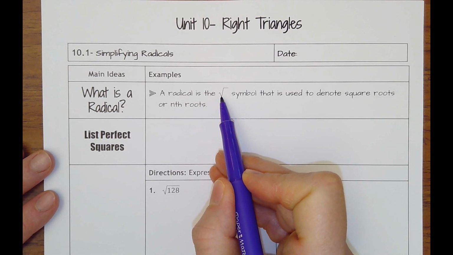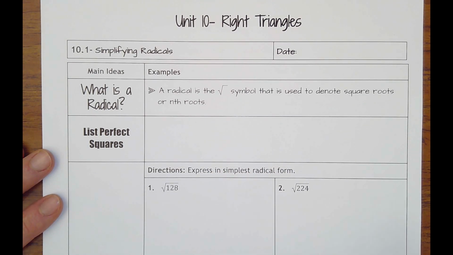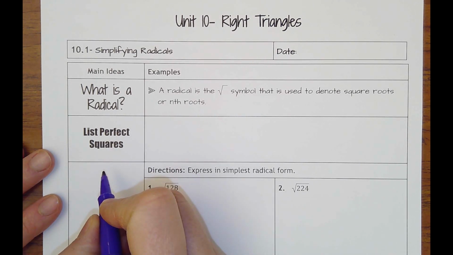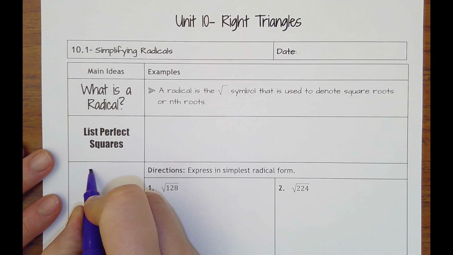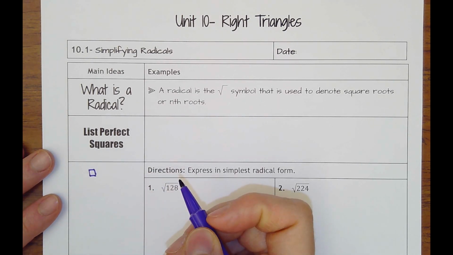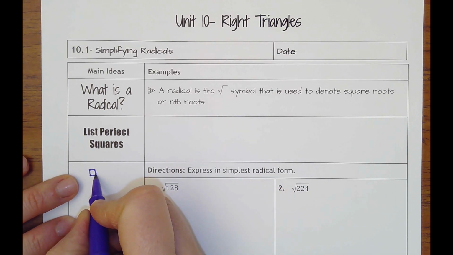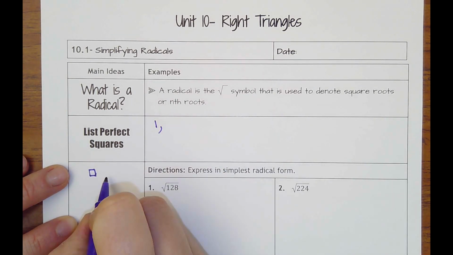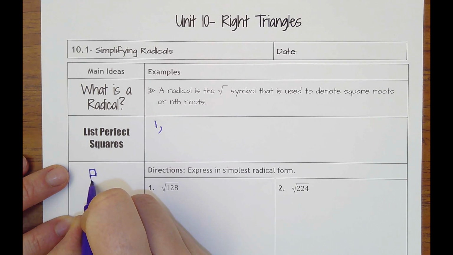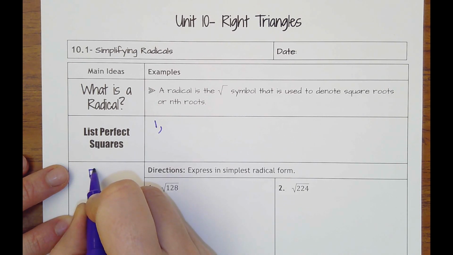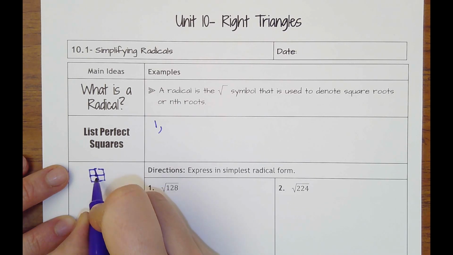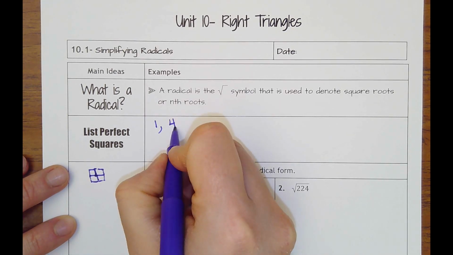So we can have square roots, we can have cube roots, we can really have any nth root that we want. But let's talk about a square. What makes something a square is it has all four sides the same. So the first perfect square is actually 1. And then let's say I want to increase that. If I make this now 2 squares, I would have to make it by 2 squares. And so then this would be 4, and the square root of 4 would be 2.